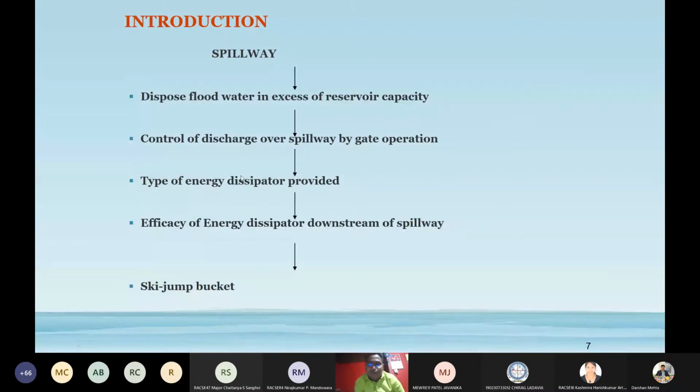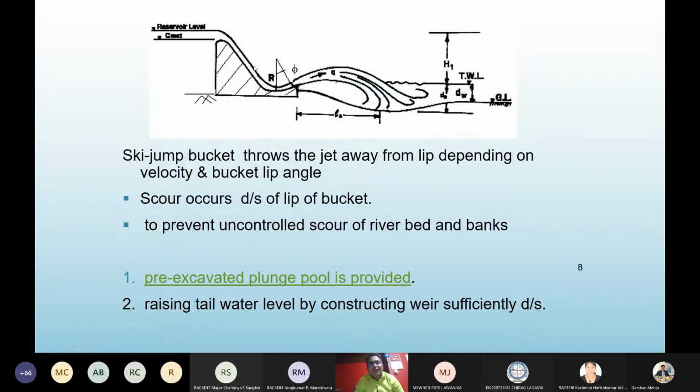So what type of energy dissipator will we provide? Normally we have stilling basins, trajectory buckets, and also we have schism buckets. Schism bucket is what we call in India, trajectory bucket in Europe, and flip bucket in America. So what type of energy dissipator can handle these super velocity flows? Scour takes place downstream of the spillway here. You can see the lip angle, this is the bucket radius, and q is the discharge intensity or specific discharge. Here I need to find the location of scour so that my main structure will be safe.